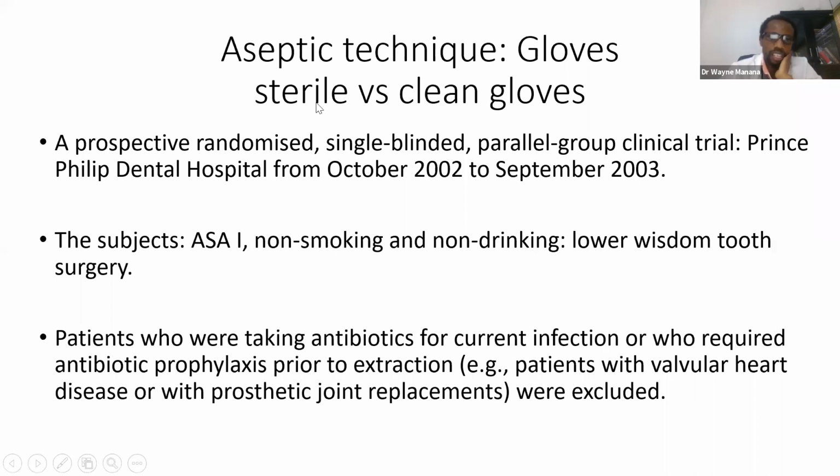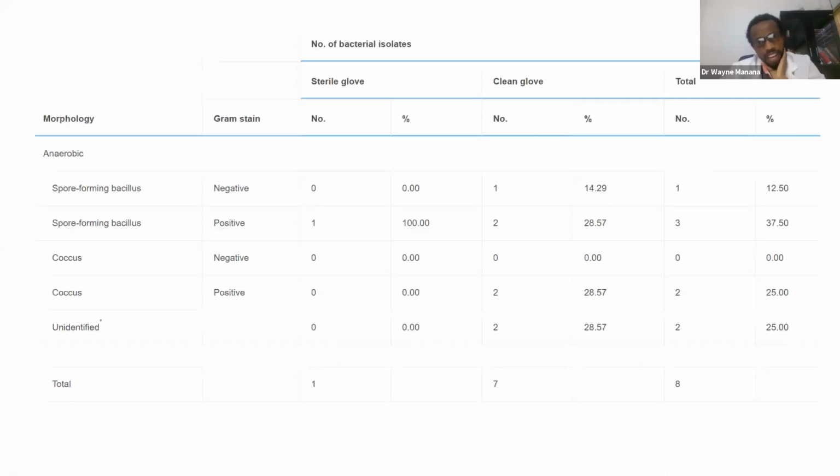So what they did is they put those patients in two categories. In one category, they were just using sterile gloves. And the other category, they were using clean gloves. So these guys were very thorough. What they did before they conducted the study is they actually took the gloves and they took some swabs from the gloves. So we just forget about the entire table and focus on this column.